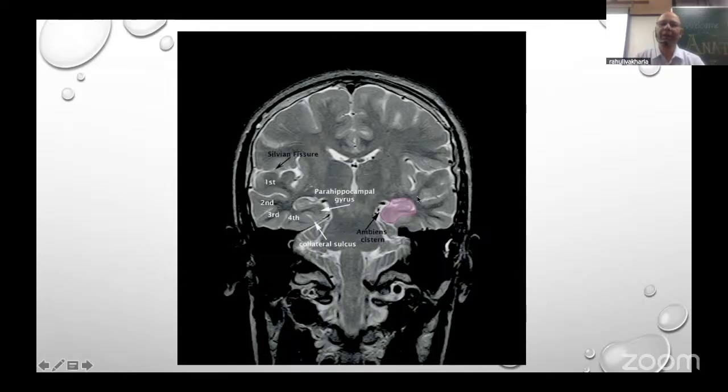On the left-hand side, the structure highlighted in pink is the hippocampus and the parahippocampal gyrus. Medial to that is the ambient cistern.